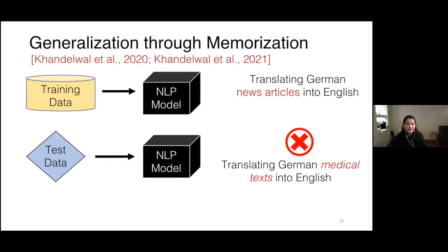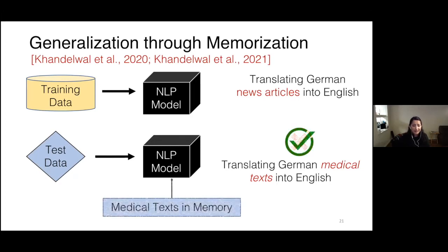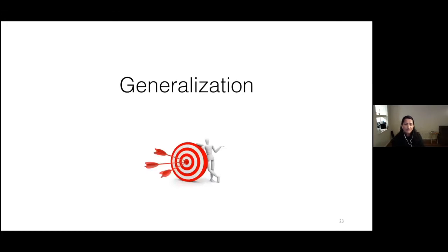To address this, in my work, I'm using memorization to make models adapt to different domains by storing domain-specific data, like the medical texts in our example, into an external memory. So really, the main goal of the work I'm presenting here today is to improve generalization of our models, both in and out of distribution.